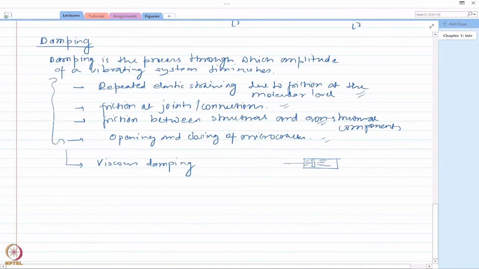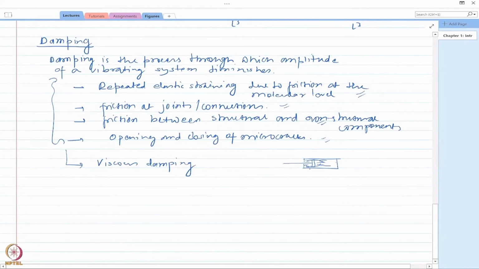Now what happens, if you can imagine, if you push this piston, the fluid will flow around these orifices. So there would be a resisting force. Now can you imagine, if you tried to push it very quickly, the force would be more, and if you tried to push it very slowly, then the force would be almost zero. It is like in real life, let us take an example.